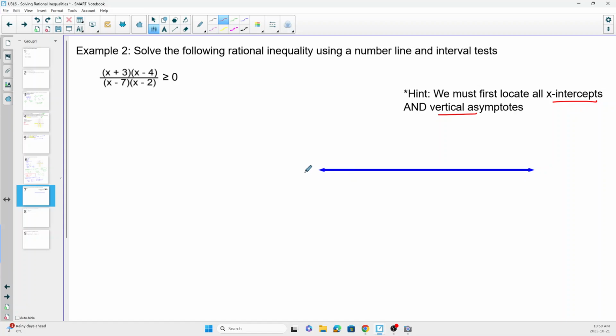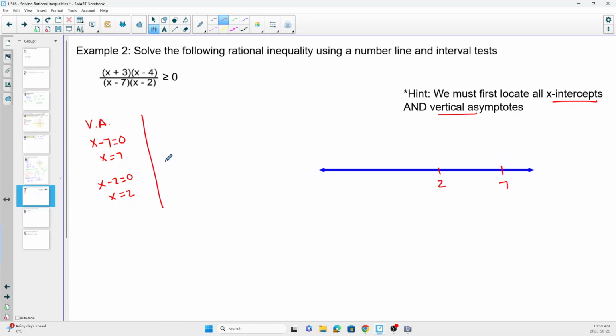Those are the spots where the function may change from positive to negative. So this function is going to have vertical asymptotes when x minus 7 is equal to 0, which is at x equals positive 7, and also when x minus 2 is equal to 0, which is when x is equal to positive 2. So we're going to have vertical asymptotes at positive 2. Let's put the 2 here, and again at positive 7.